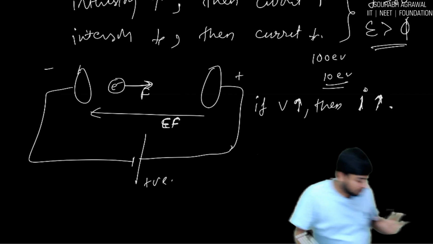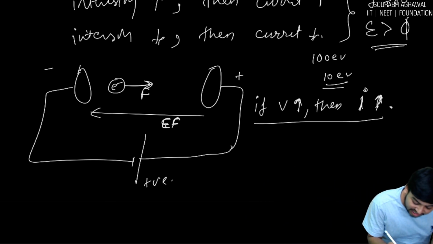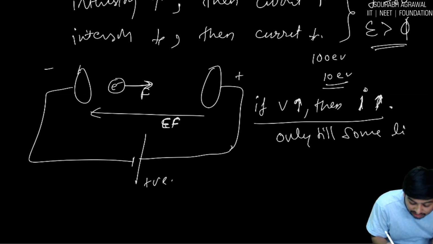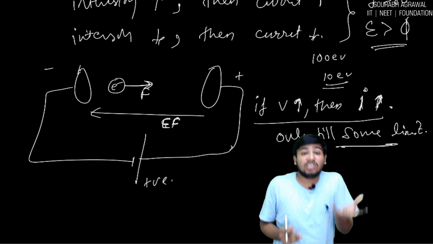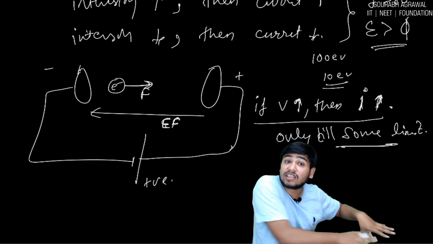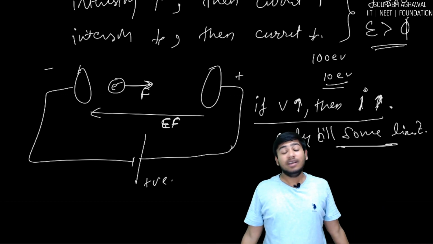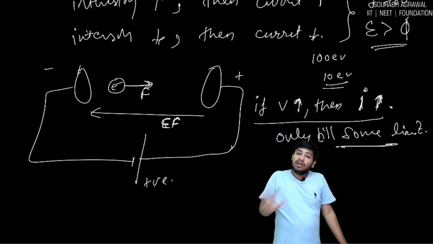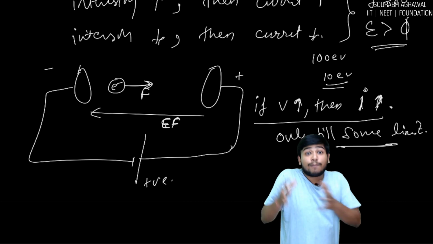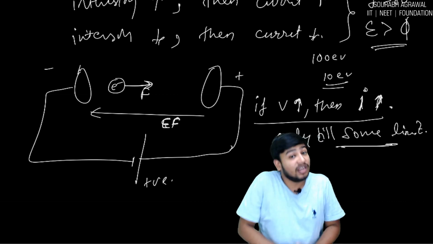Are you getting my point? If V increases, then I increases only till some limit. Only up to some limit can you say that when you increase the potential, the current is increasing. Don't worry, when I make the graph, everything will be clear. Is that clear? When no potential was there, understood? When positive potential is there, how it is behaving, that is understood.